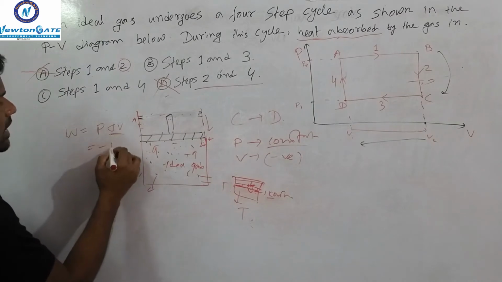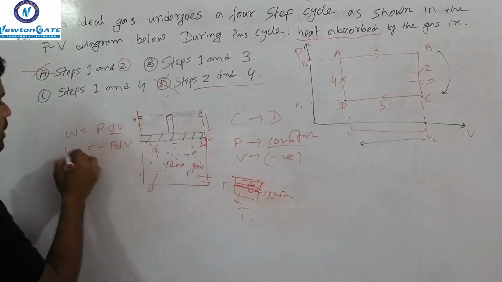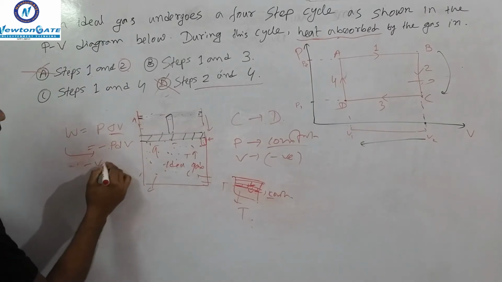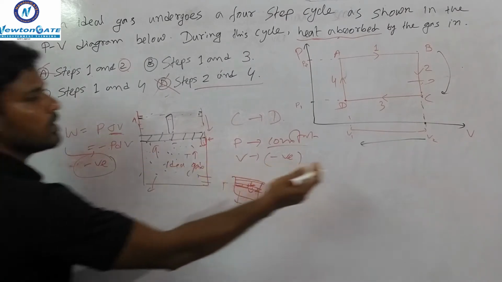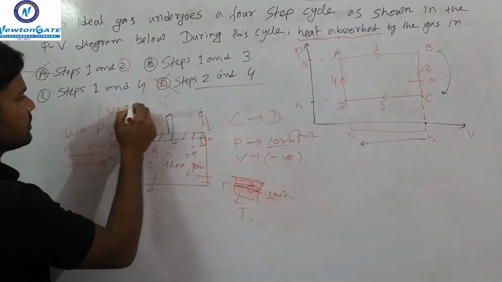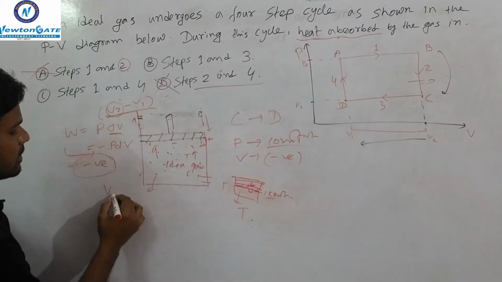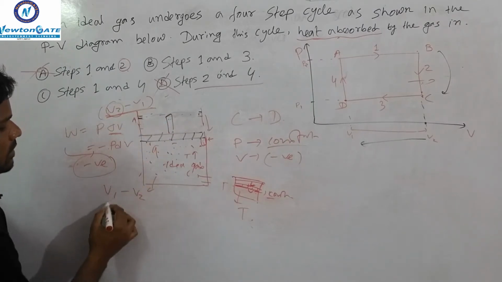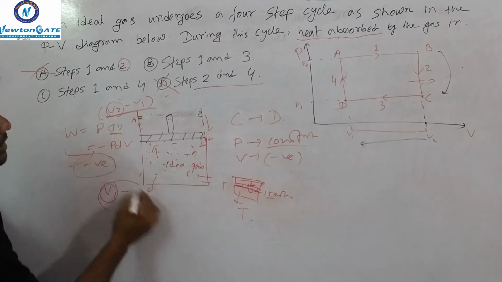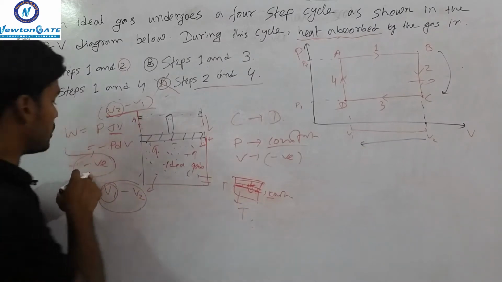W equals P into del V, del V is negative, that means negative P dV. So W is negative, why negative? Because volume is decreasing, V2 minus V1. This portion is negative because V2, the final volume, is less than V1. That means the work done is also negative.